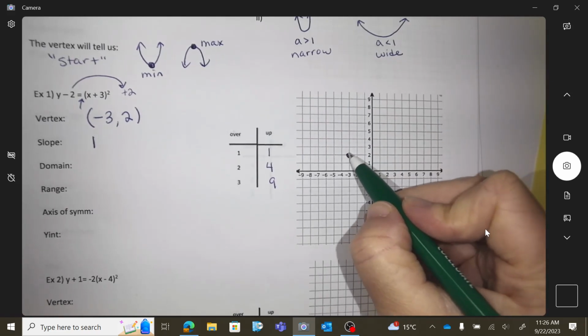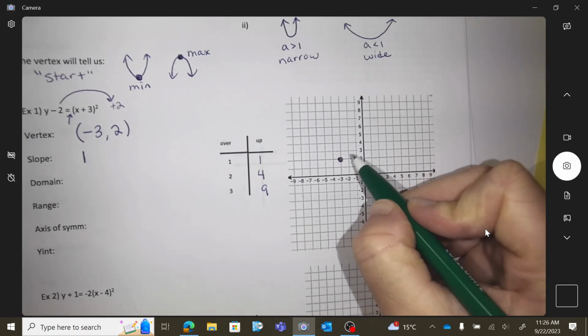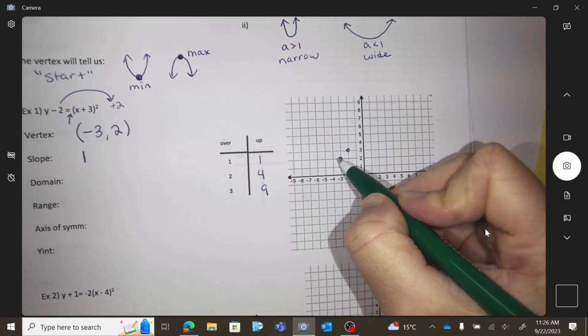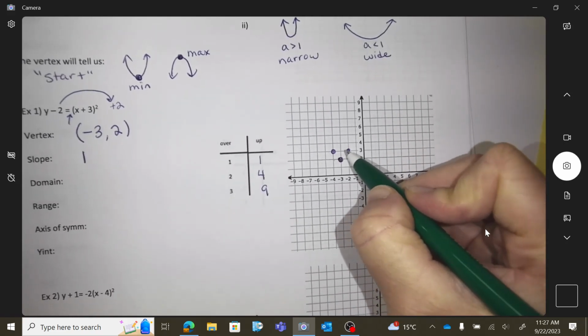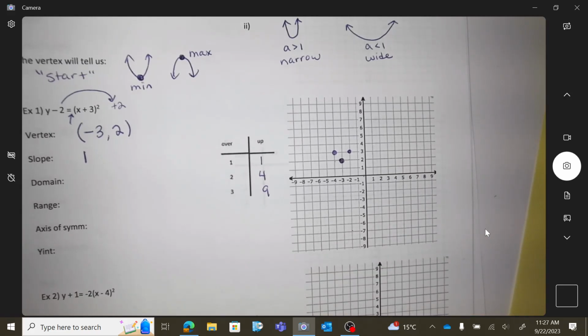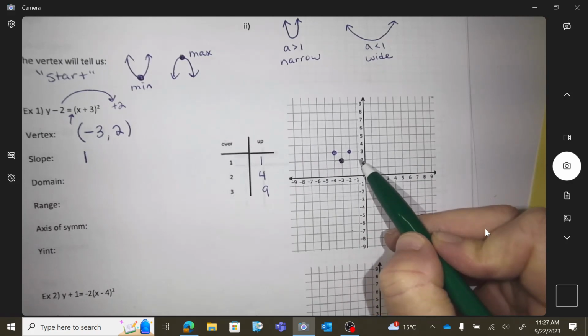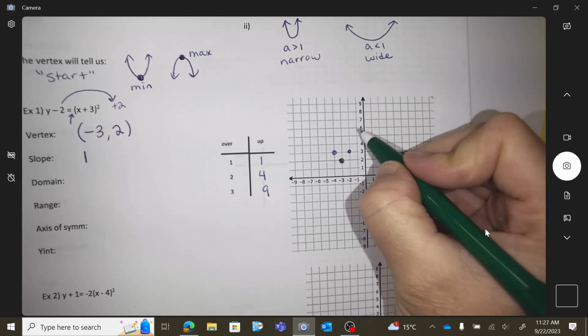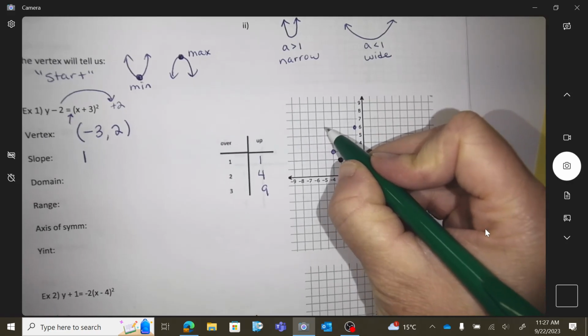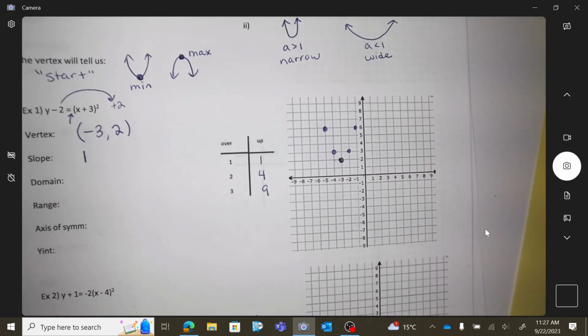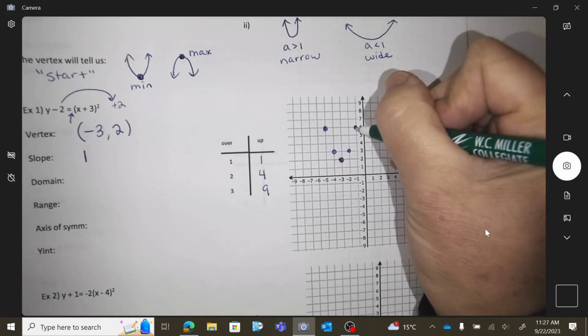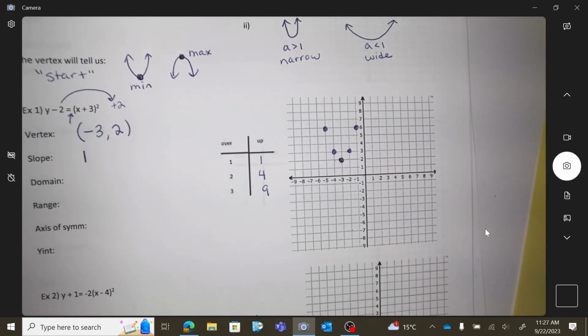So I want you to do that. Go to your vertex, go over 1, up 1, over 1, up 1, because those have pairs. Everything has partners except the vertex, right? Okay, when you're doing this, you always reset. Back to your vertex. From your vertex, head over 2, up 4. And then the other way, because it has to have a partner.